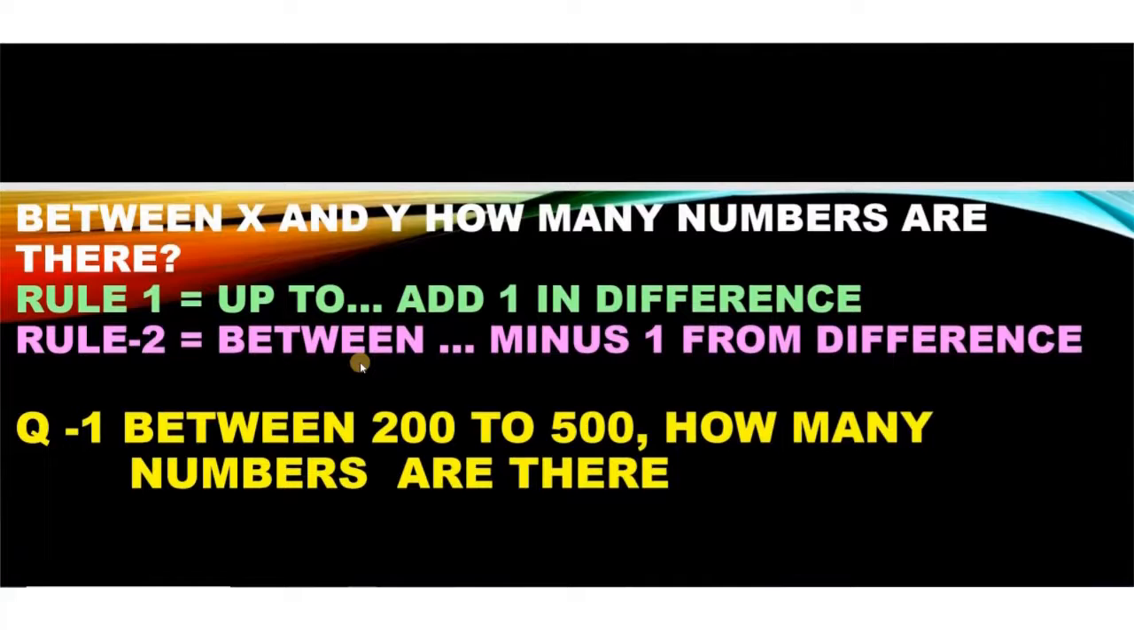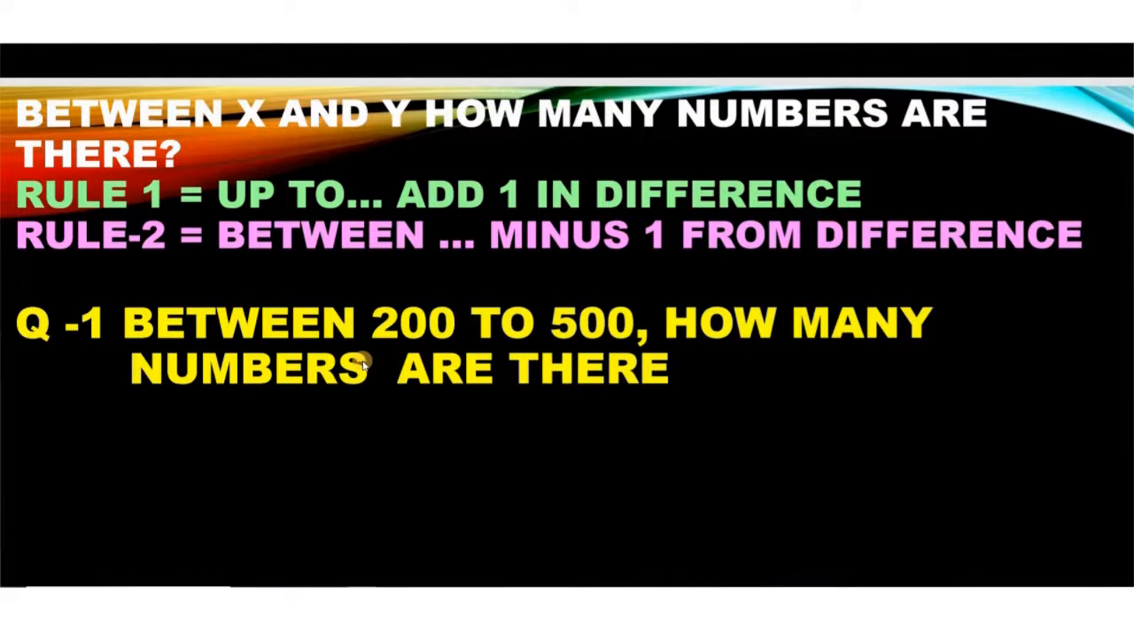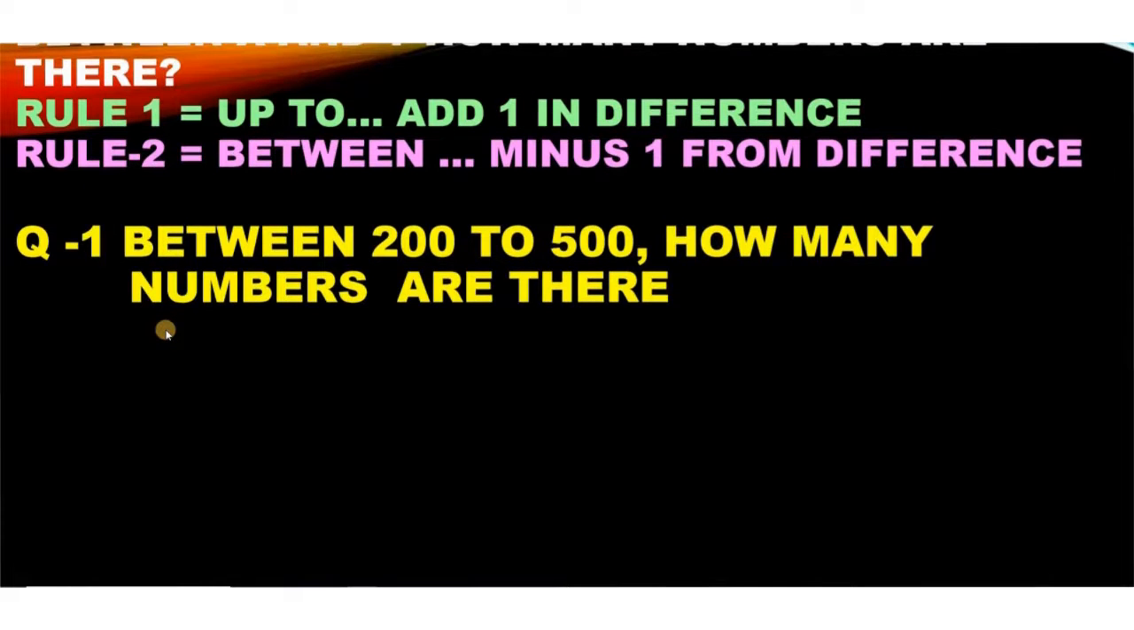Next example, between x and y, how many numbers are there? So here you have to add 1 in the difference for up to, and secondly, for between, minus 1 from the difference. So please understand, between 200 to 500, how many numbers are there? Now they are asking how many numbers.